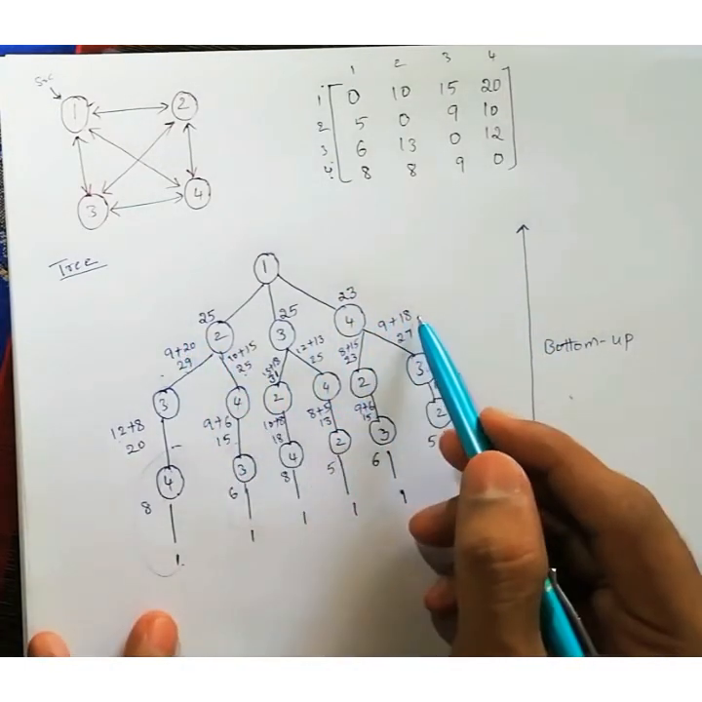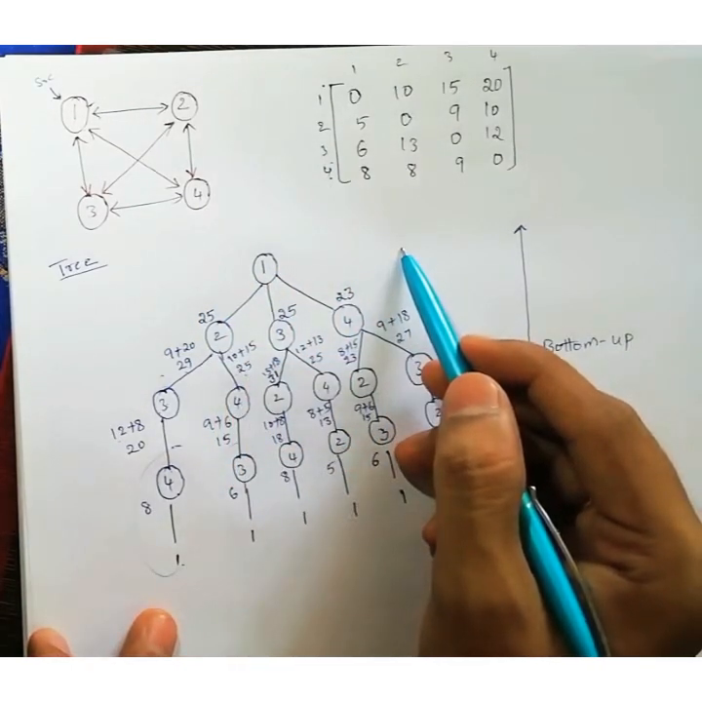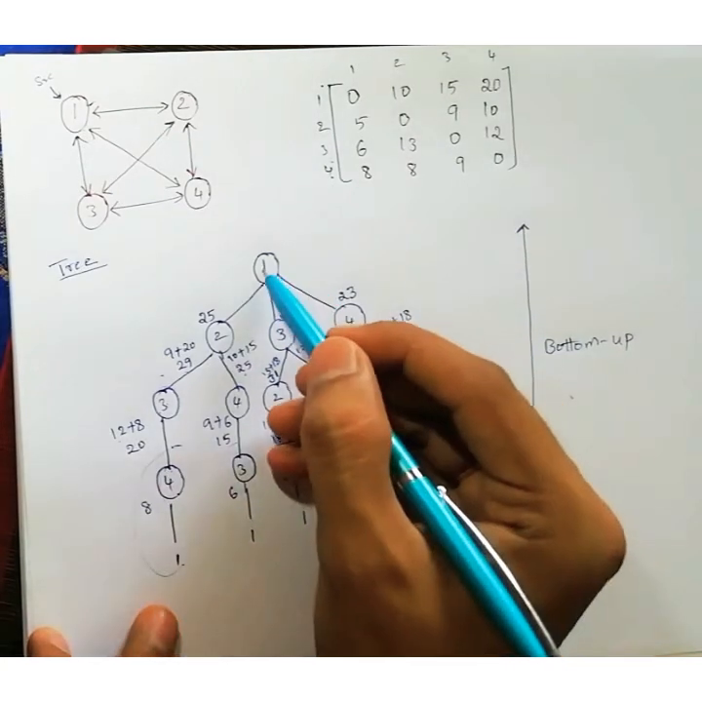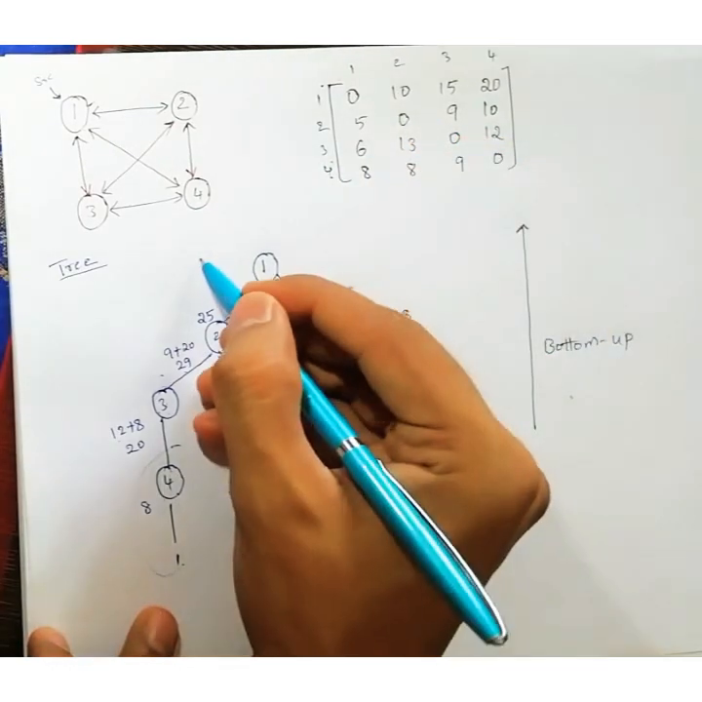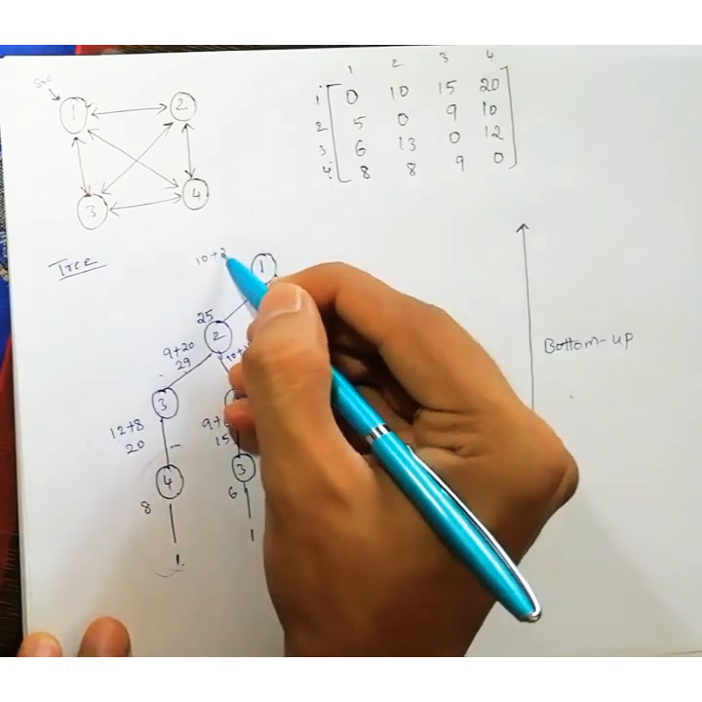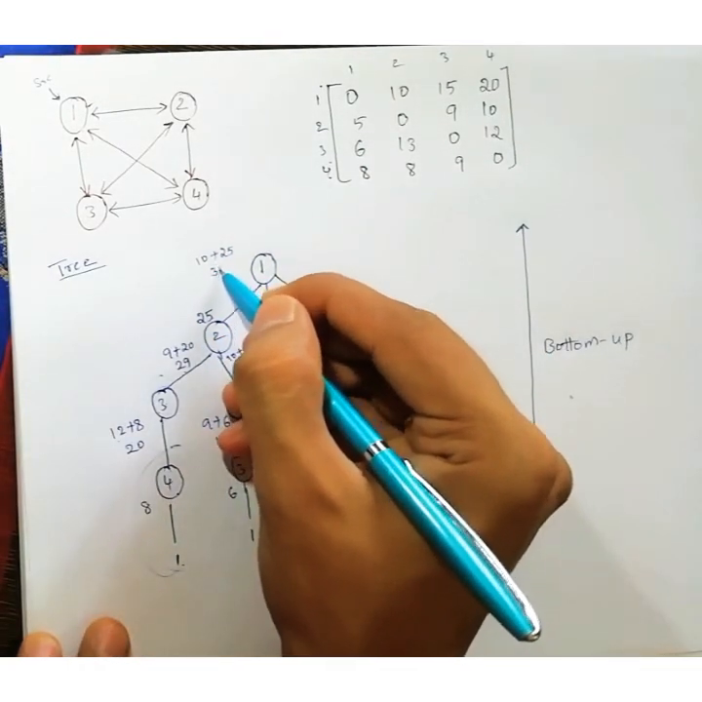So, this is over. Next, calculate final level, that is at 1. How many vertices are we having? 3 vertices. So, we have to take from 1 to 2. What is the value from 1 to 2? Distance from 1 to 2, 10, plus cost of this whole thing, that is 25, the minimum. So, 25 plus 10, 35.